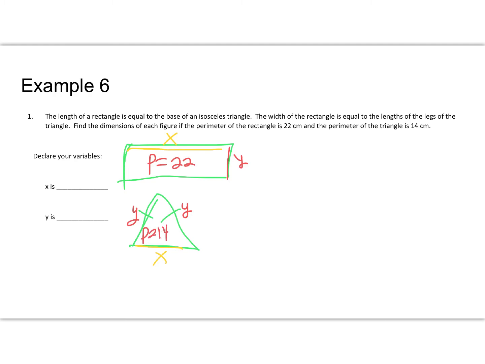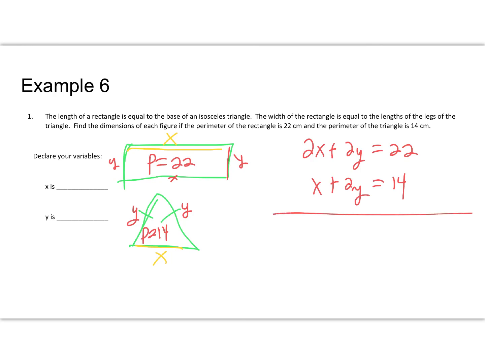Okay. So let's set up the rectangle, but remember we have y's and x's over here. So we have 2x plus 2y is equal to 22. For the triangle, x plus 2y is equal to 14. All right, so I'm just going to use elimination here. I'm just going to tweak the bottom equation. So I'm going to have x, the y's cancel, is equal to 8.